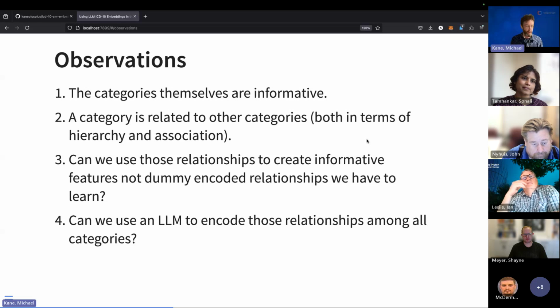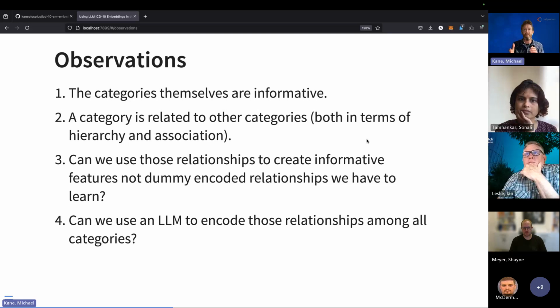All right, so I want to make just a couple of observations that'll get us to the next part. And that's, again, the categories themselves are informative. We know that the coding is informative in terms of the first letter. We know that we have these descriptions that actually say what the disease or diagnosis is. So we're throwing out a lot of information if all we're doing is the dummy encoding.